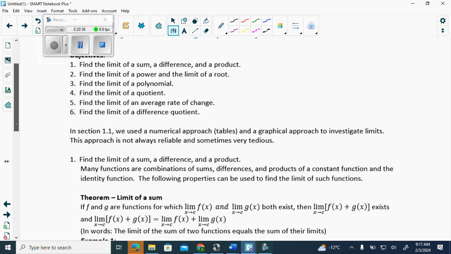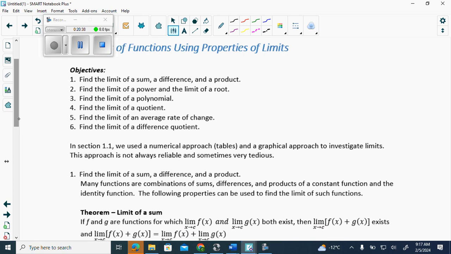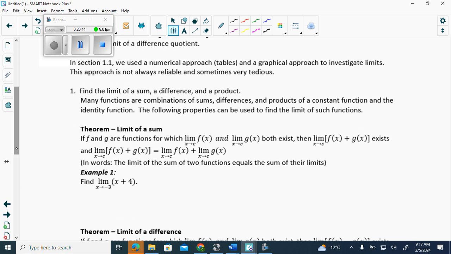It's sneaky. Okay, so we're going through all the limit laws, and we're going to pay attention. So, in section 1.1, we use a numerical approach, tables, and a graphical approach to investigate limits. This approach is not always reliable and sometimes very tedious.